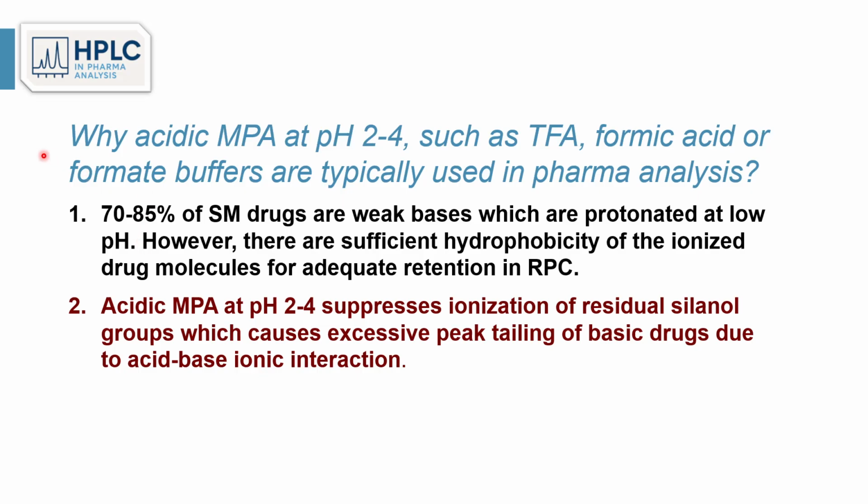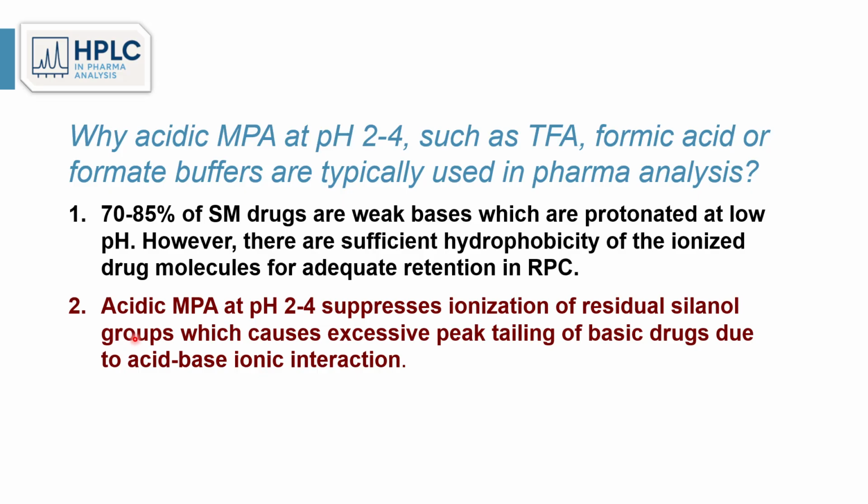Typically, acidic mobile phases at pH 2 to 4, such as TFA (trifluoroacetic acid), formic acid, or formate buffers, are used in pharmaceutical analysis. Reason number one: 70 to 80% of small molecule drugs are weak bases, which are protonated at low pH. However, even when they are ionic and protonated, there is sufficient hydrophobicity in the rest of the molecule for adequate retention in reverse phase chromatography.